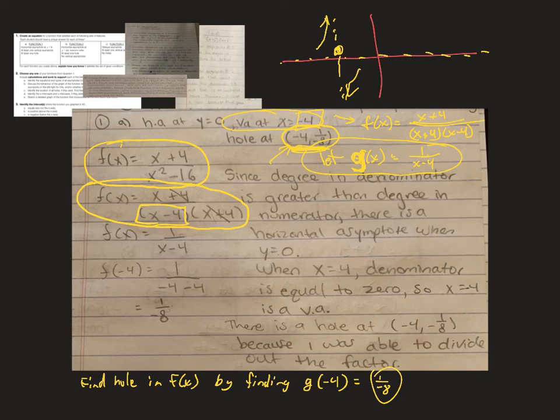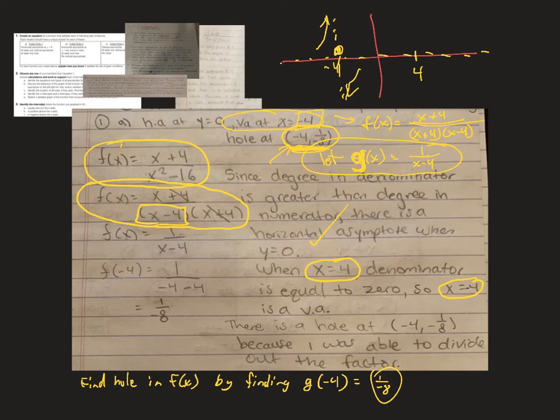Since the degree in the denominator is greater than the degree in the numerator, there is a horizontal asymptote when y equals 0. That's excellent. "When x equals 4, the denominator is equal to 0, so x equals -4 is a vertical asymptote." Oh no, -4 is not even anything to do with 4. 4 is way over here, -4 is way over here.